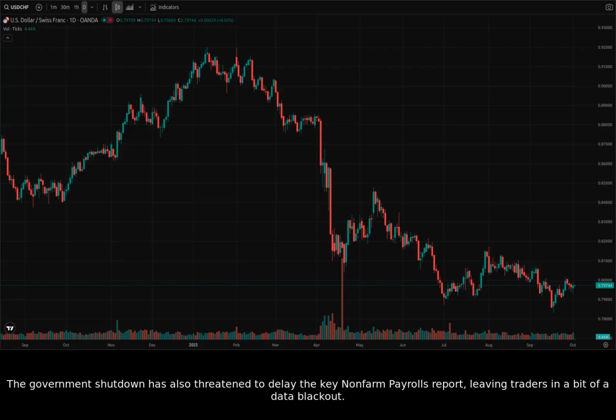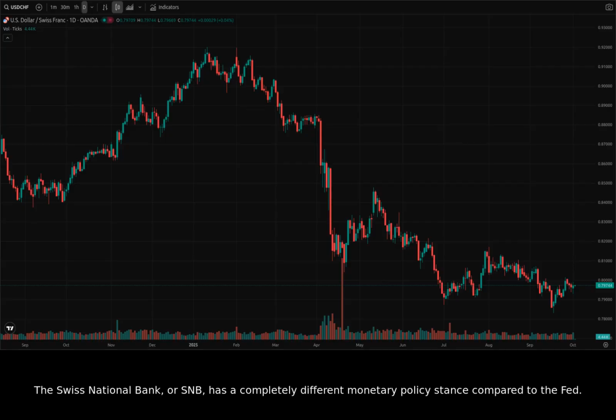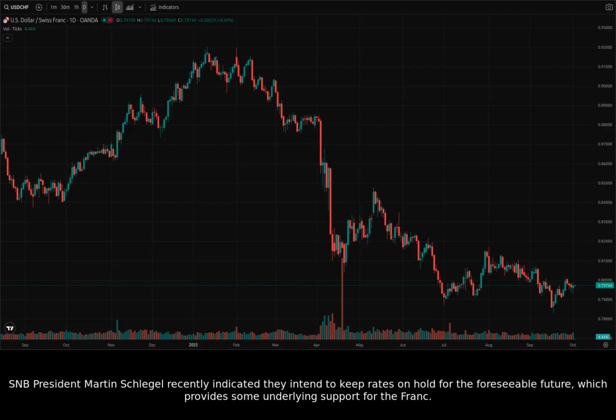On the other side of the pair, we have the Swiss franc. The Swiss National Bank, or SNB, has a completely different monetary policy stance compared to the Fed. While the Fed has been hawkish for a long time, the SNB has been actively cutting rates, bringing them all the way down to 0% to combat deflationary pressures and a rapidly appreciating franc. SNB President Martin Schlegel recently indicated they intend to keep rates on hold for the foreseeable future, which provides some underlying support for the franc.